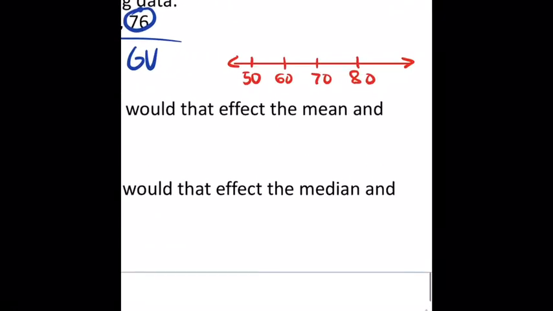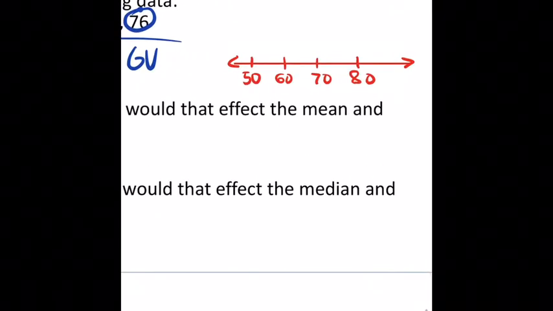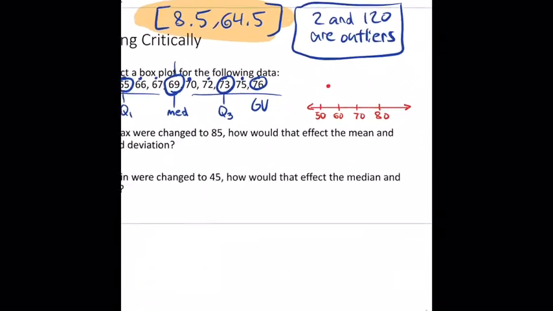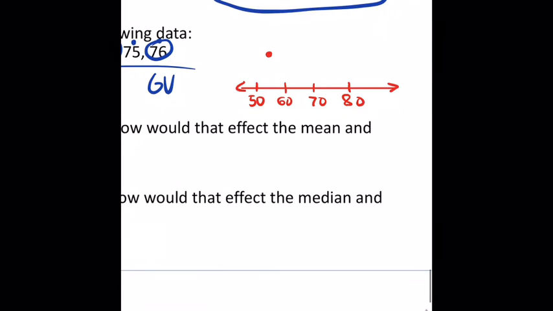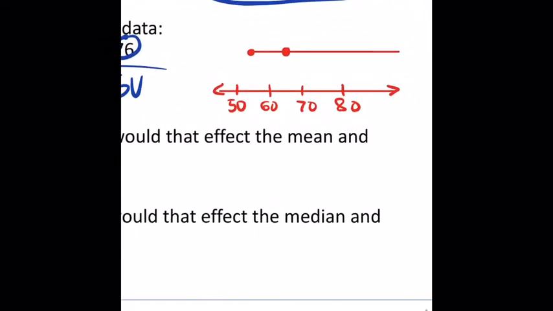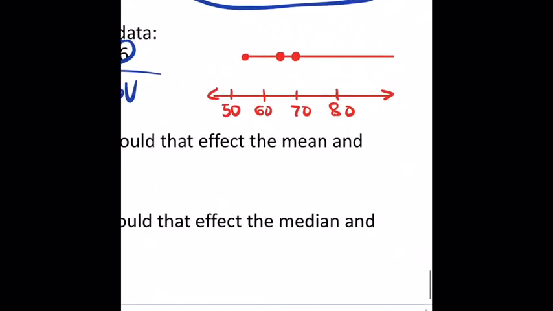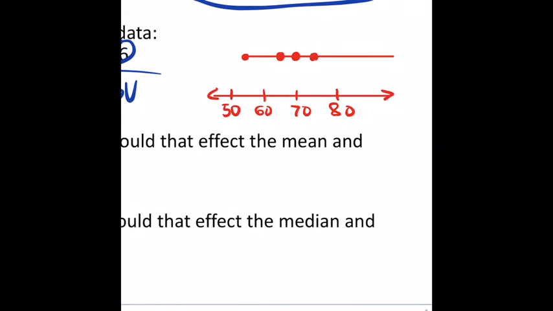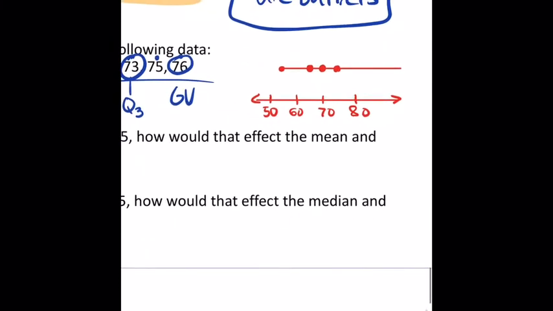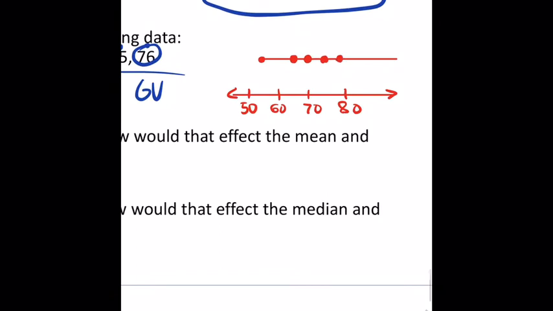Our LV is 54, about halfway between 50 and 60. Our Q1 is going to be 65, so halfway between 60 and 70. Remember, I can do this little Notability trick where I take the straight line, make it a little bit easier. 65 right here. 69, a little close to 70 here for the median. 73, just a little bit past 70 over here. And then 76 over here, so not a lot of separation.